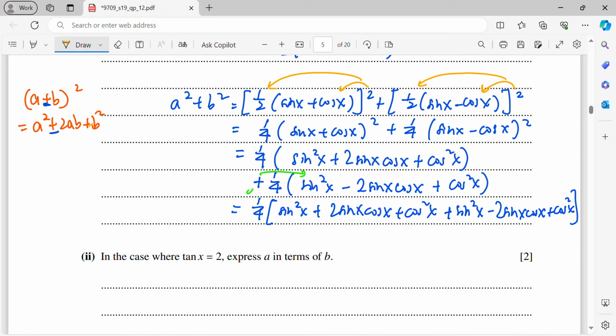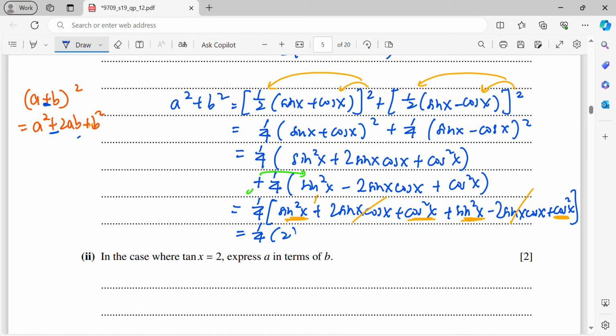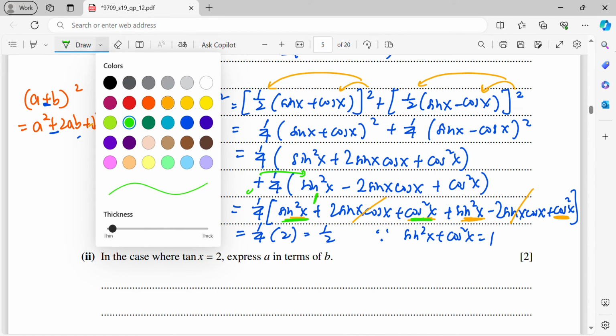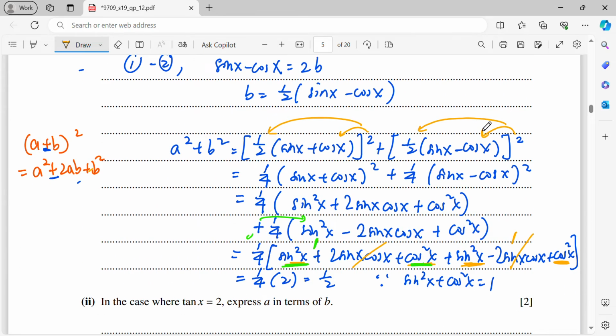Okay, then from here, you can cancel off the 2 sine x cos x, because one is plus, one is minus. And now here, sine square x plus cos square x is basically 1. Then here is another 1. Therefore, I will get 2. So this is 1 over 4 times 2, which is half, because sine square x plus cos square x equals 1. So that's all for this question. That's why the question mentions that it has a constant value for all x. That is the solution.